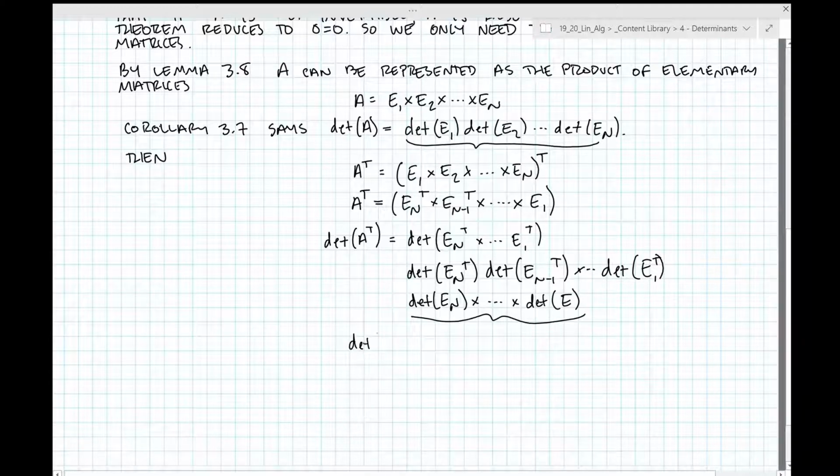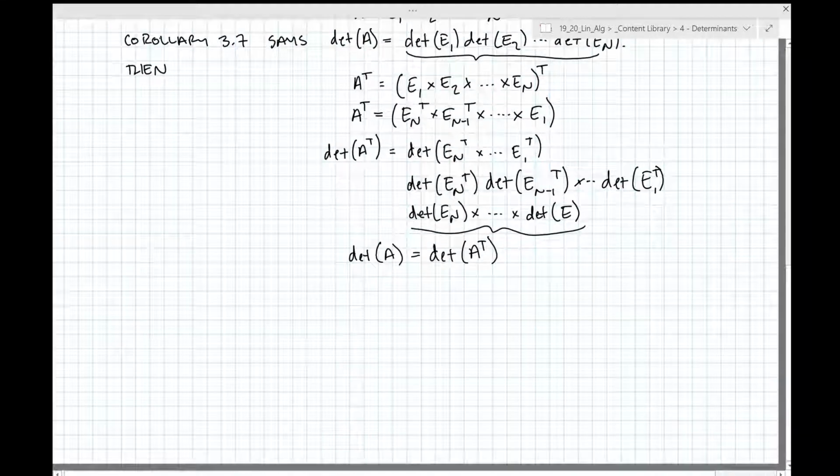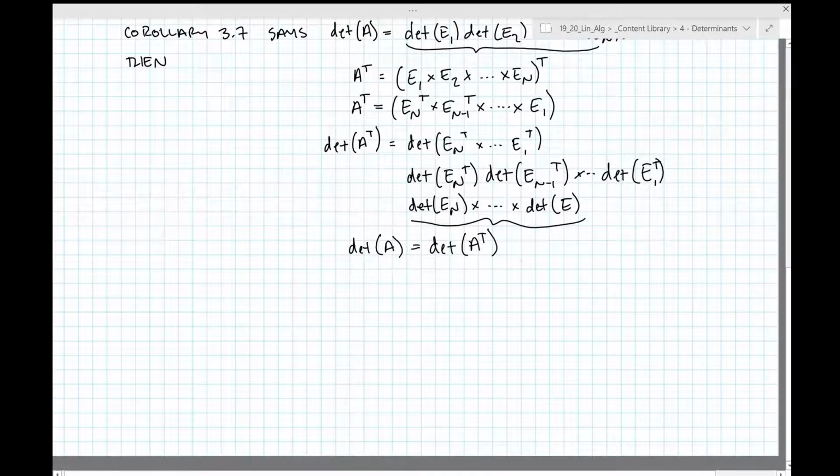And so we can conclude that the determinant of a matrix A is equal to the determinant of its transpose. That is pretty neat. That's a neat proof. We're going to take a quick pause, and then we'll come back and prove our very last theorem.